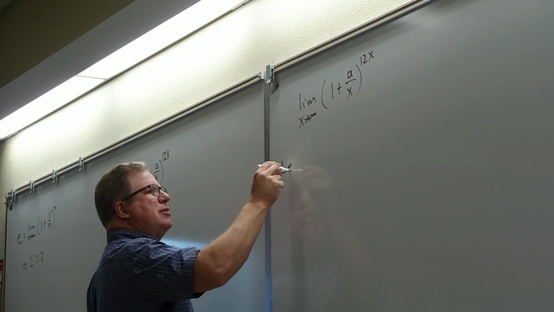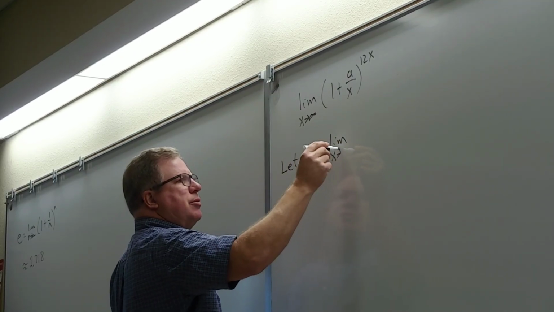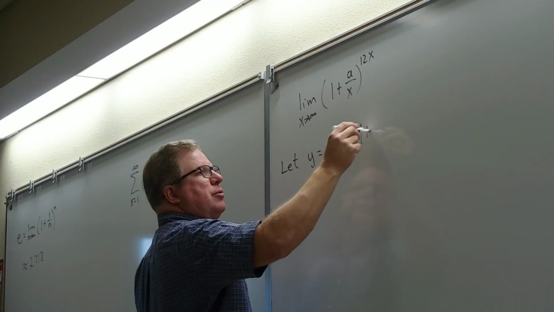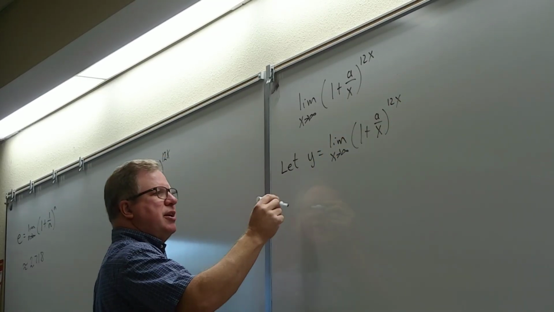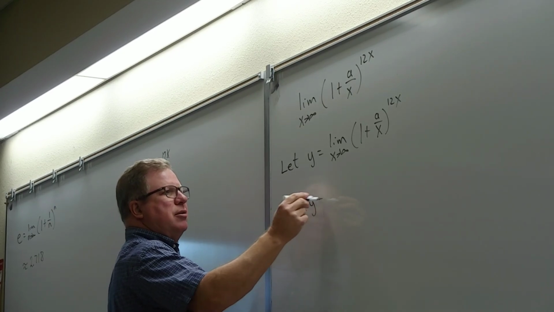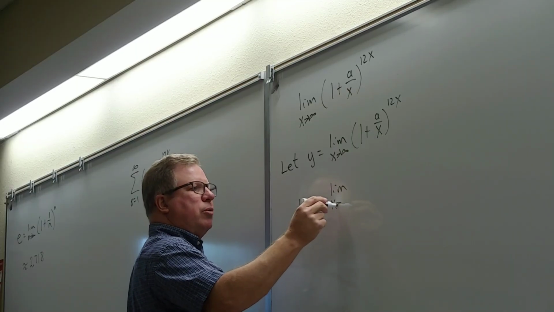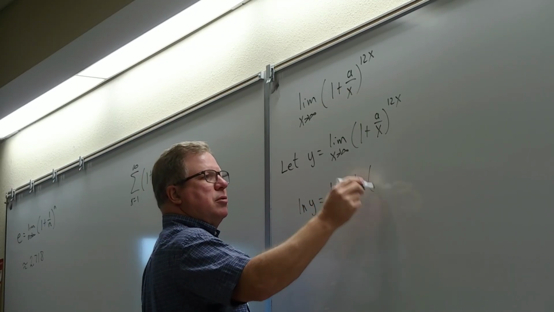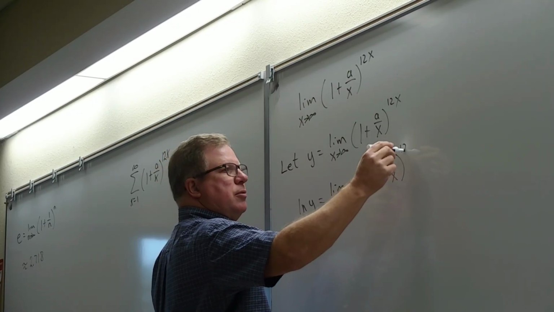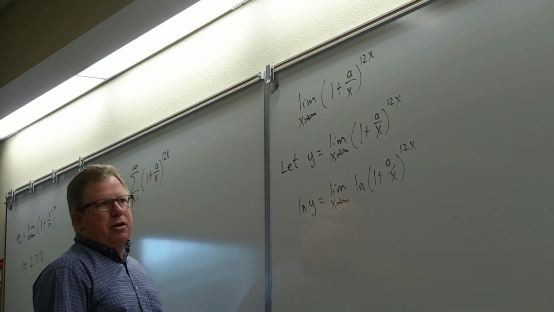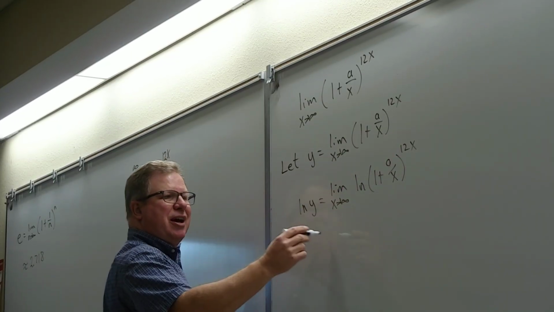So we're going to let y equal this limit. And then we're going to take the natural log of each side. And I'm going to put the natural log inside the limit. We can put it in or out. Like that. And then I'm going to use that property of logarithms that allows us to bring this exponent down.